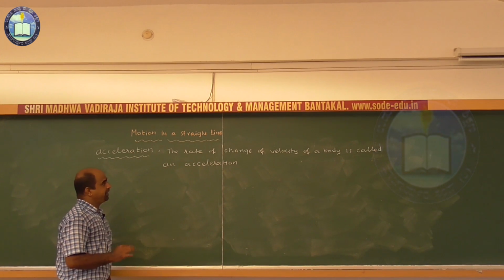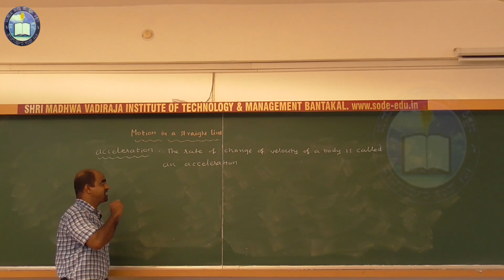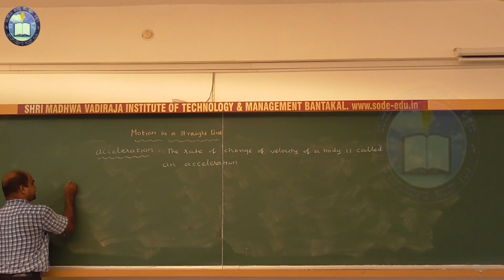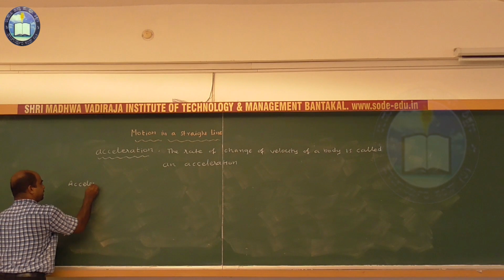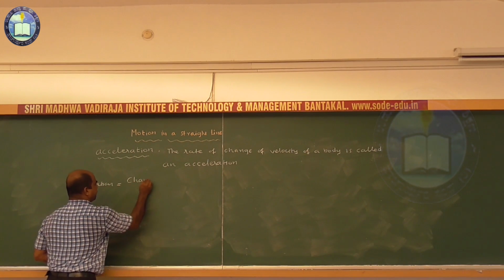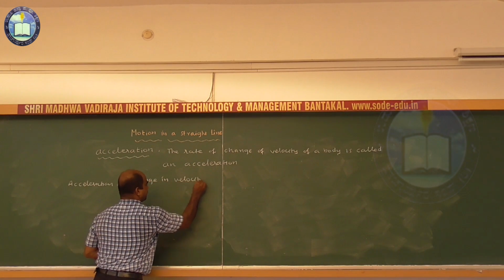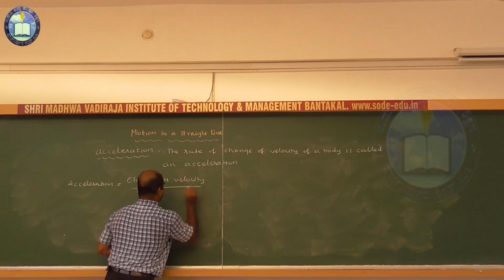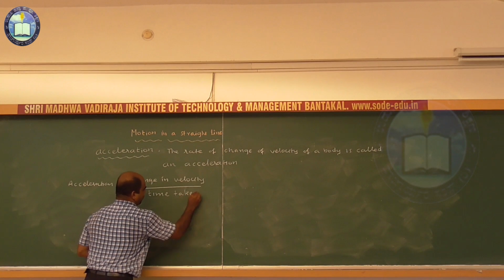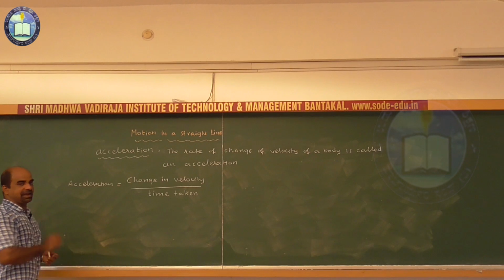See, the rate of change of velocity of a moving body is called acceleration. That is, acceleration of a body is given by change in velocity divided by time difference. See, acceleration is given by change in velocity by time difference.